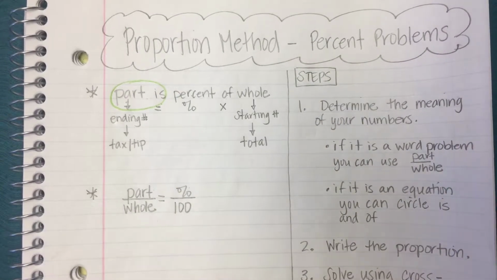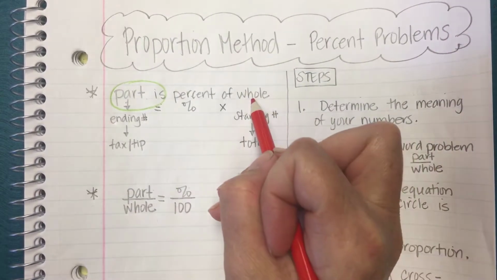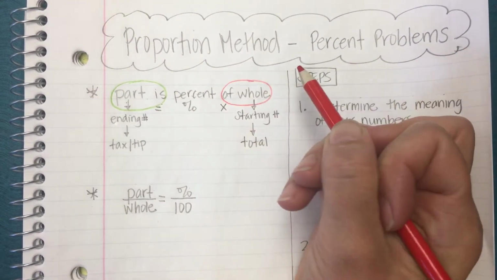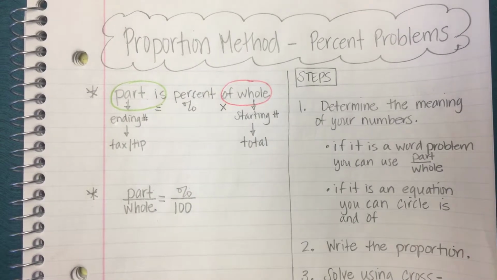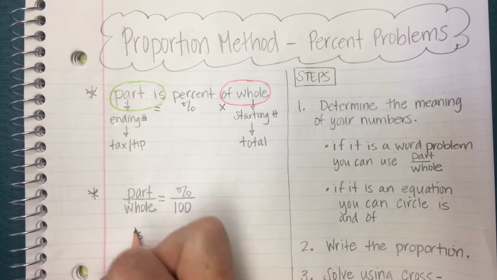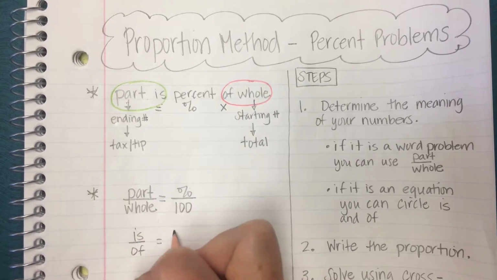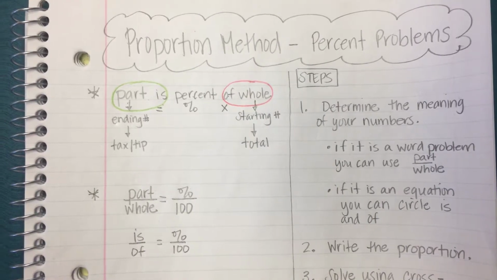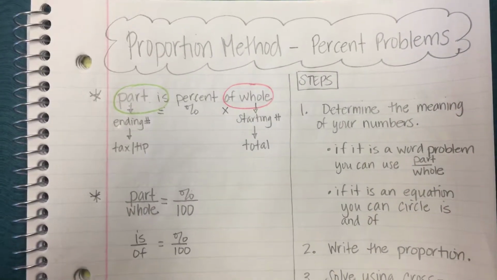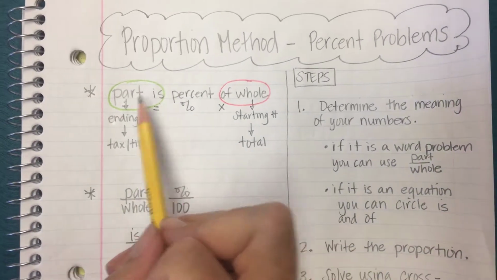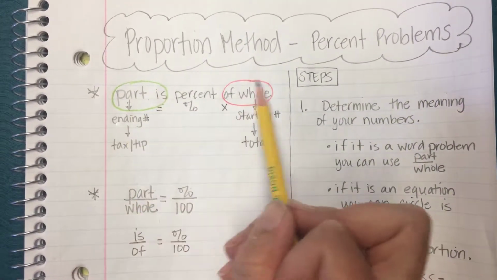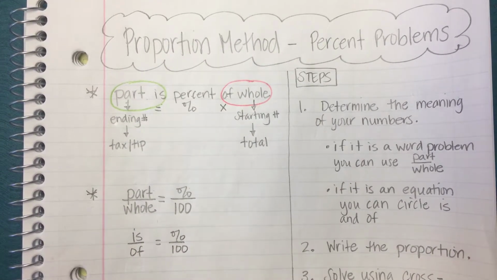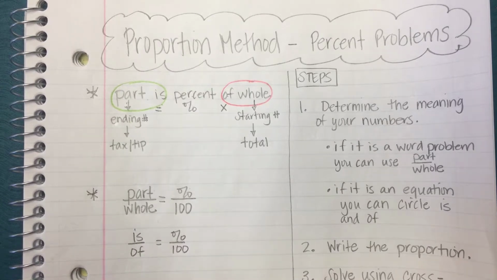Then we take a look at our whole number, and notice that the whole number is sitting next to the of. That may look familiar to you, because sometimes you can use the equation is over of equals percent over 100. If you have a hard time figuring out where the numbers go, sometimes writing them out and circling the parts of the equation will help you figure out where the numbers go. We'll practice a little bit of that as we go through the problems.